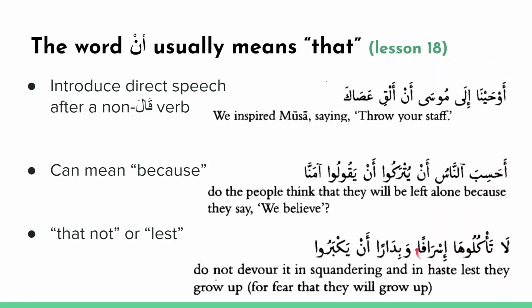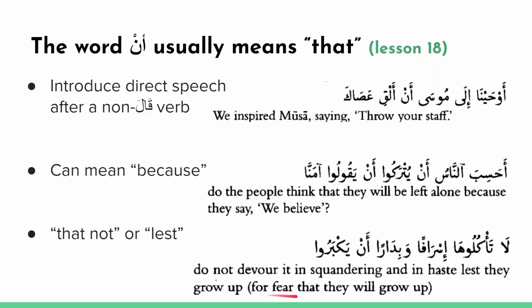لا تأكلوها إسرافا وبدارا أن يكبروا. Do not devour it, squandering and in haste, lest they grow up. So I think this is referring to the wealth of the orphans. When Allah subhanahu wa ta'ala says, do not devour it, squandering and in haste, so that they don't have it when they grow up. So that not. So in this case, this is referring to that not.